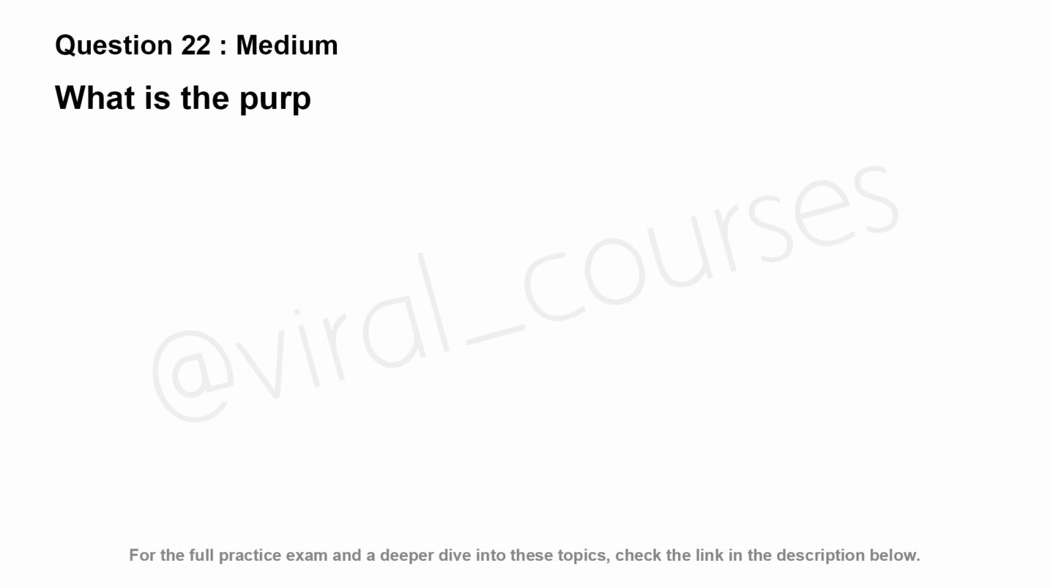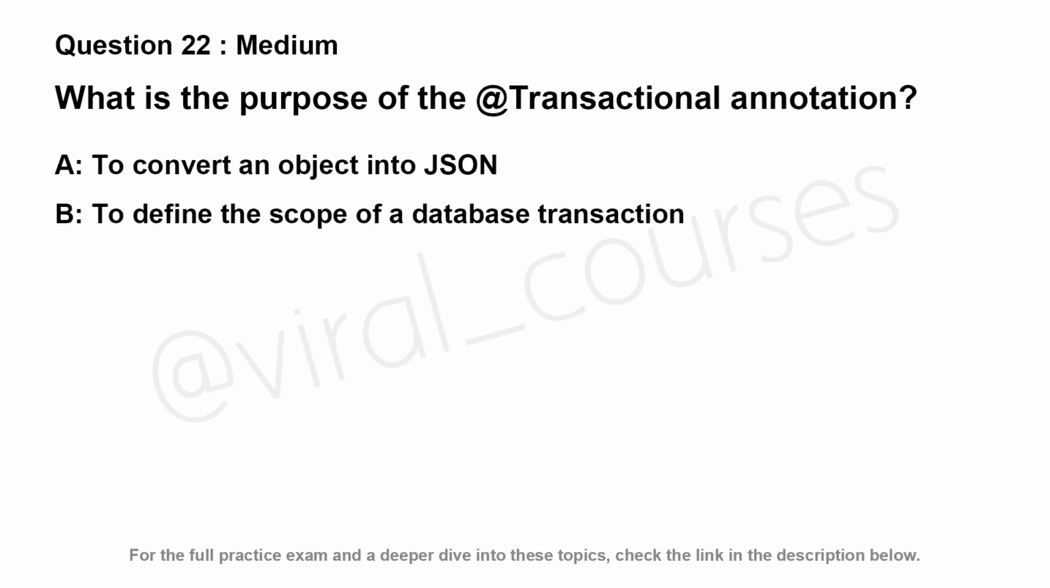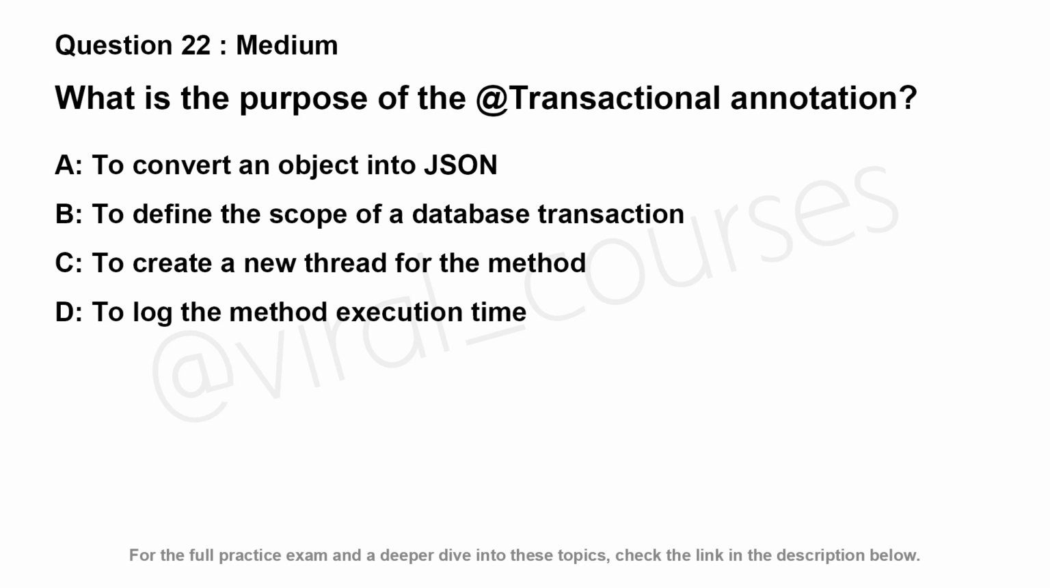What is the purpose of the @Transactional annotation? Option A. To convert an object into JSON. Option B. To define the scope of a database transaction. Option C. To create a new thread for the method. Option D. To log the method execution time.